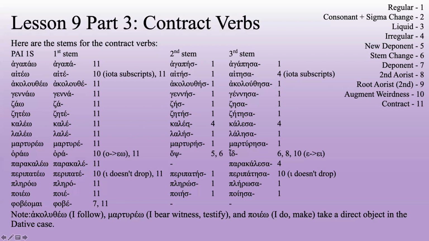Kaleo, this is the one we talked about before. The epsilon does not lengthen. That is unusual or irregular, so watch out for that. Laleo, the epsilon lengthens to eta. Martireo, the epsilon lengthens to eta.